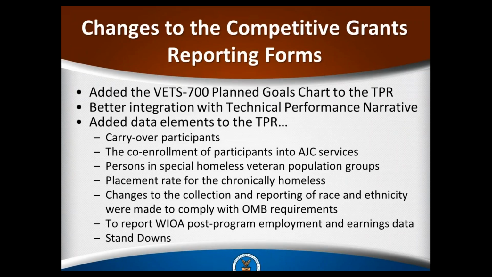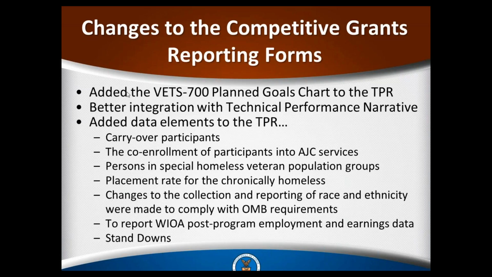As mentioned before, we've combined the plan goals chart into the TPR workbook itself. So when you enter in the plan goals and you have the actual performance, it does a plan versus actual comparison on a quarterly basis for the grant, and will automatically flag your performance on the critical indicators with a stoplight color of red, yellow, or green. There's also better integration with the technical performance narrative. Depending upon the color of the indicator, it will direct you to address that underperformance in the technical performance narrative.